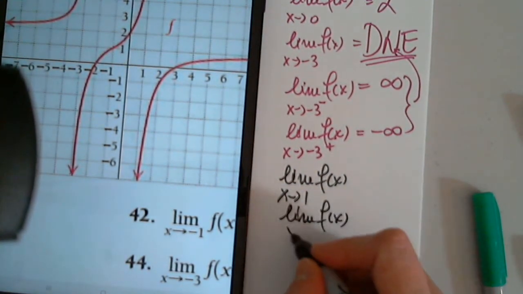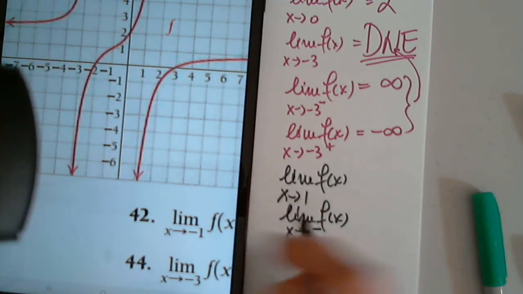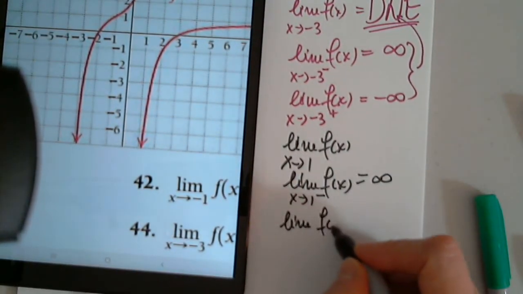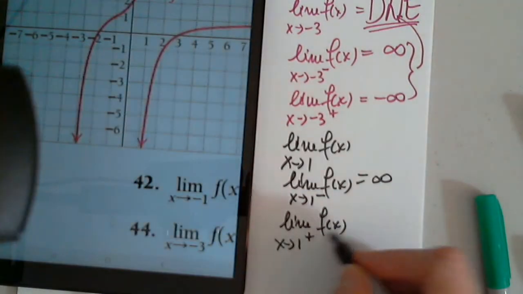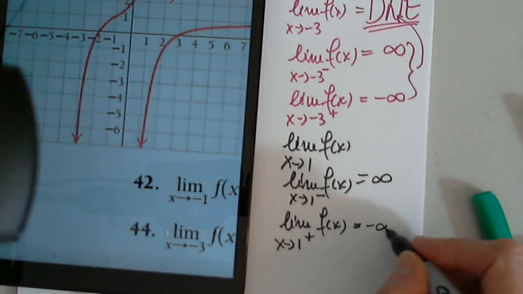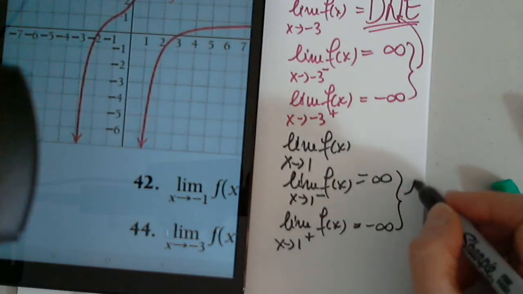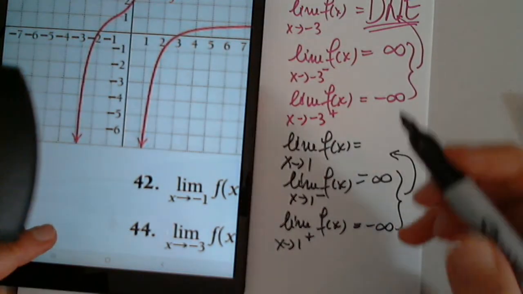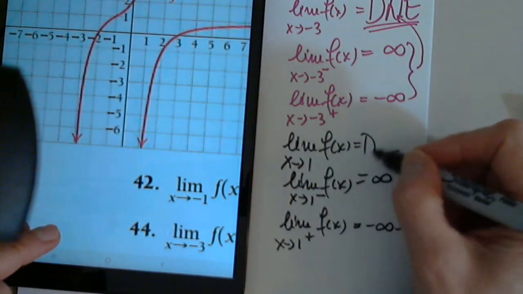Limit of f of x as x approaches 1 from the left, you told me infinity, and limit of f of x as x approaches 1 from the right, you told me negative infinity. Because of this, what will you say from the limit from either side of 1? DNE. Thank you very much.